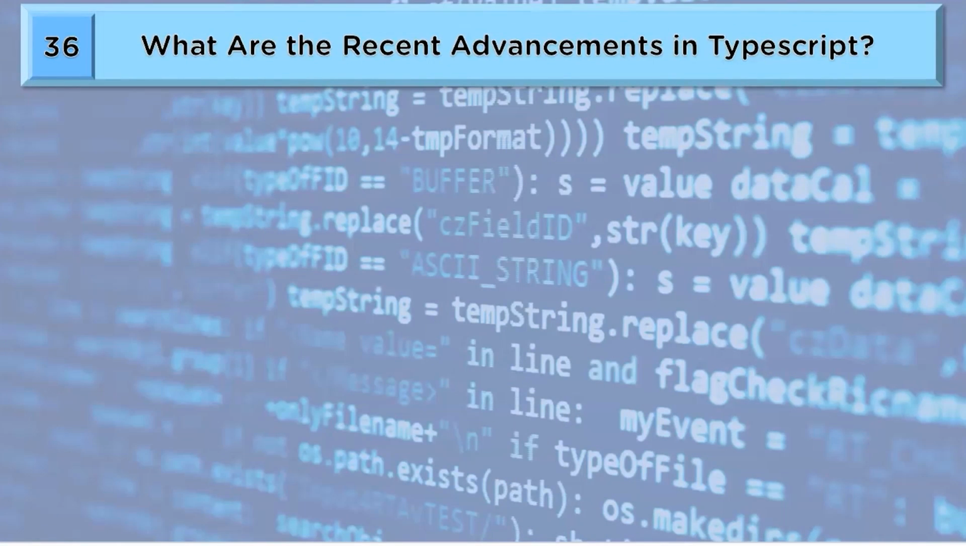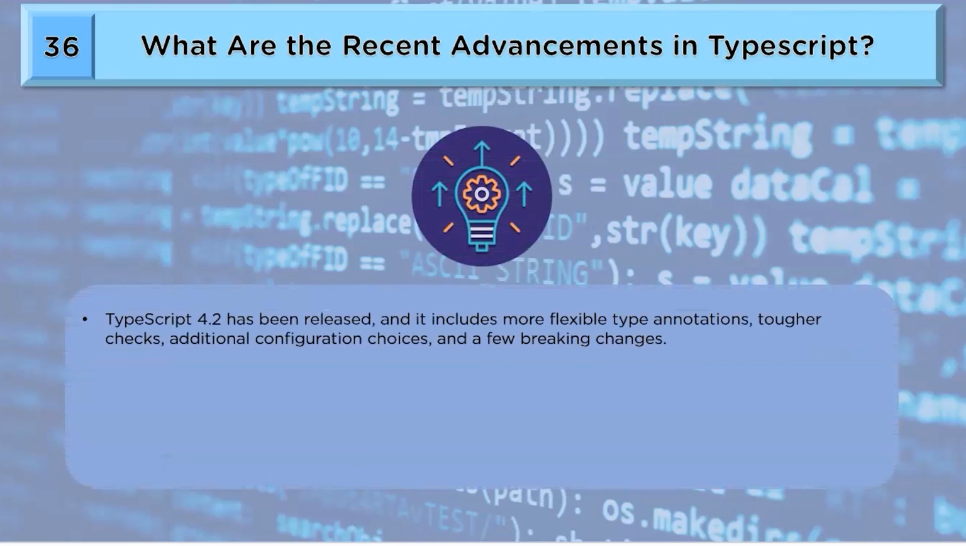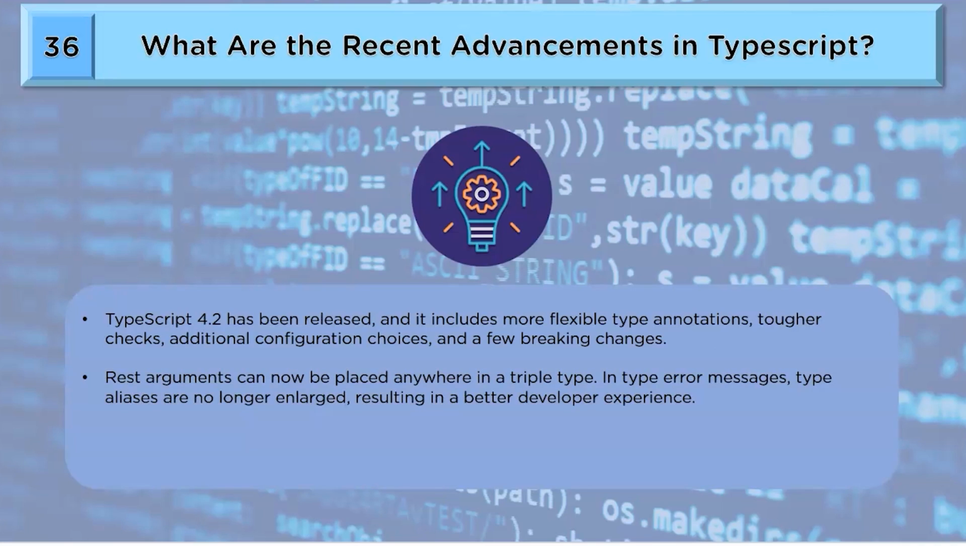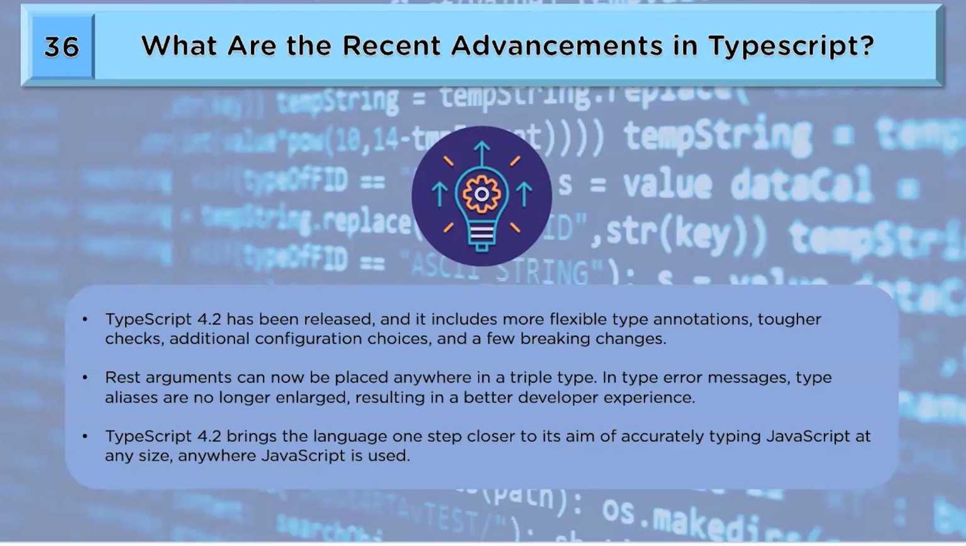What are the recent advancements in TypeScript? TypeScript 4.2 has been released and it includes more flexible type annotations, tougher checks, additional configuration choices, and a few breaking changes. Rest arguments can now be placed anywhere in a tuple type. In type error messages, type aliases are no longer expanded, resulting in a better developer experience. TypeScript 4.2 brings the language one step closer to its aim of accurately typing JavaScript at any size, anywhere JavaScript is used.